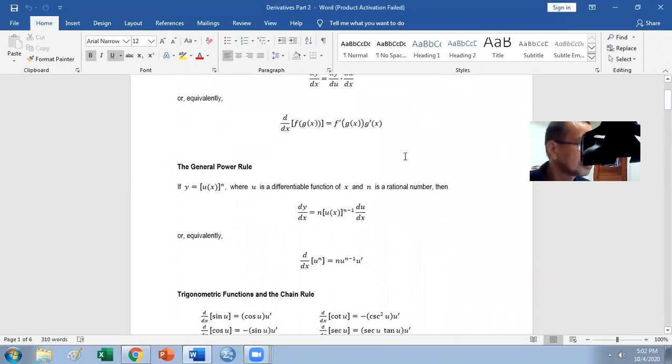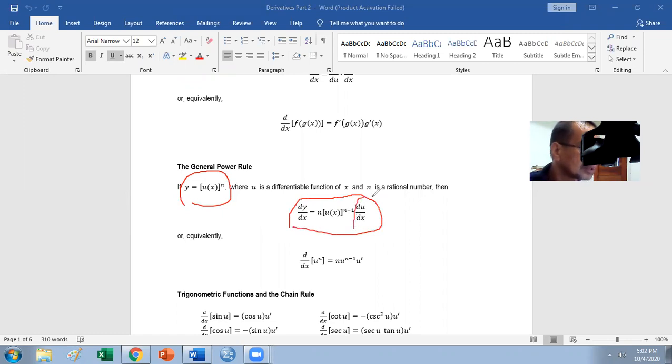Okay. So, ito ngayon yung general power rule. Okay? Yung general power rule is that what? If y is u of x raised to the n, okay, then your dy/dx is n times u of x raised to n minus 1 times du/dx. Okay? So, I will just do this by examples na lang. Okay?